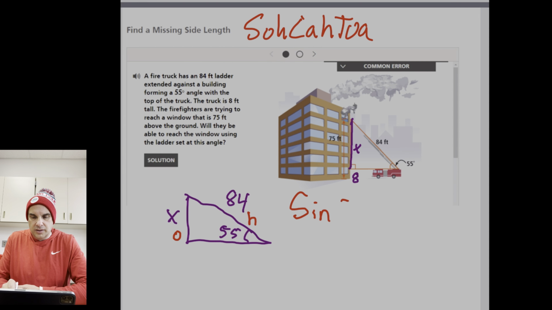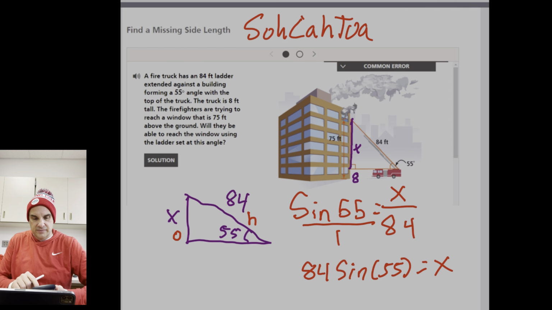Now understand, the sine of 55 is just a number, okay? This angle is created by a certain ratio that these sides always have. So we can figure this out, and the way we're going to figure it out, again, is with our calculators. So we can cross multiply. If we go 84 times the sine of 55, that has to equal our x value.